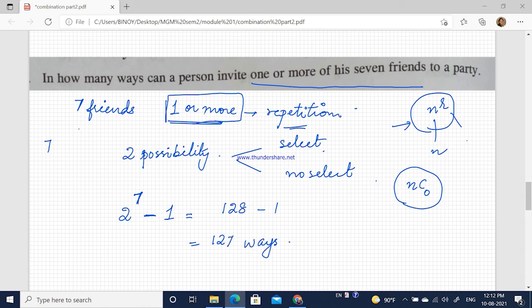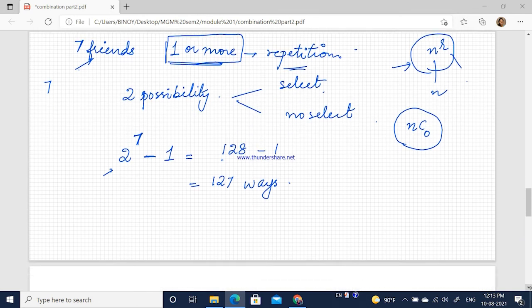So I repeat again: in how many ways can a person invite one or more of his 7 friends to a party? In the question it is given 7 friends, and you can have one or more from these friends. Since repetition is involved, there are only two possibilities: either you select a friend or you do not. So 2 raised to 7, and you exclude NC0, the condition where you are not selecting any of them. 128 minus 1, that is 127 ways.